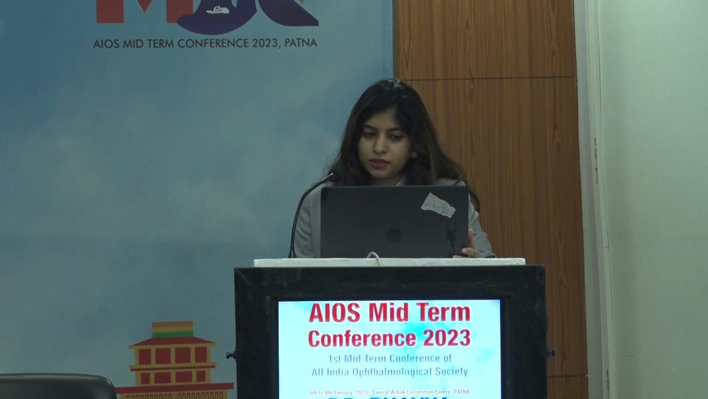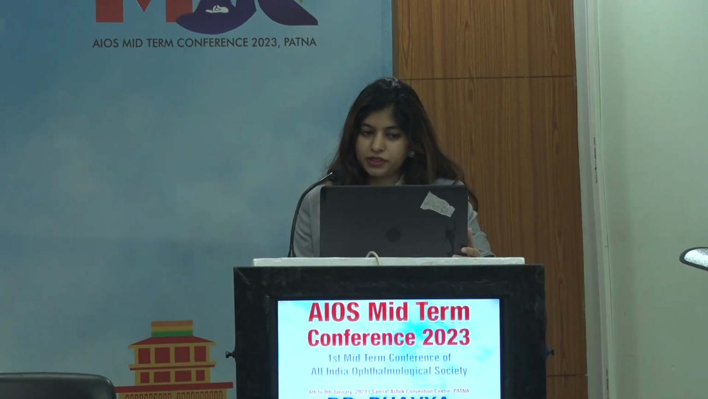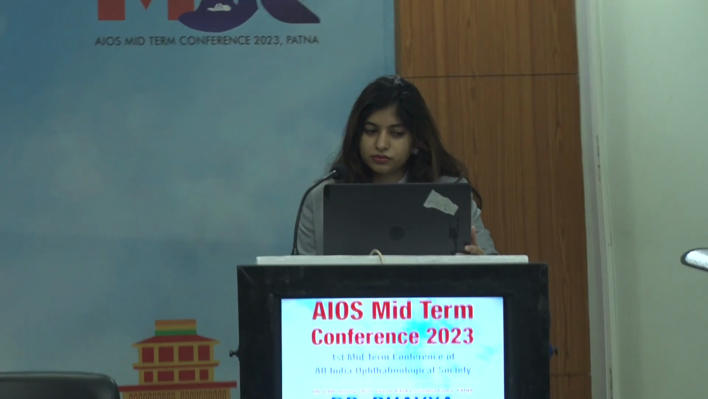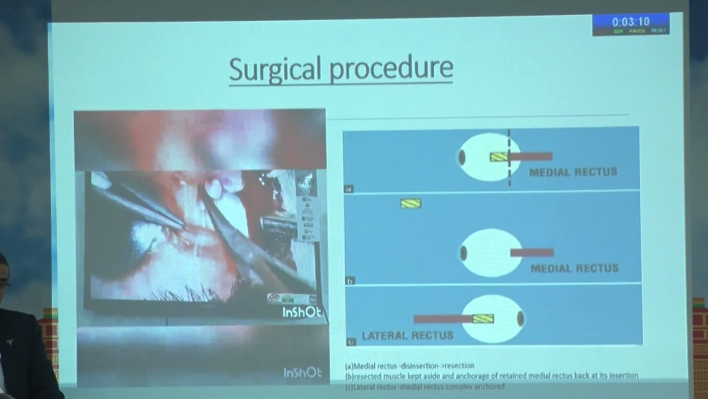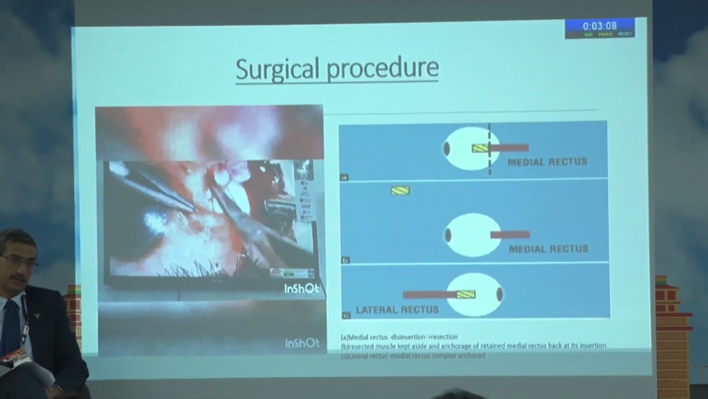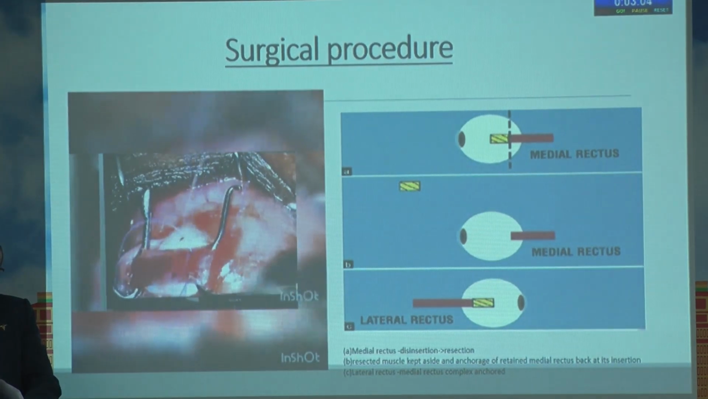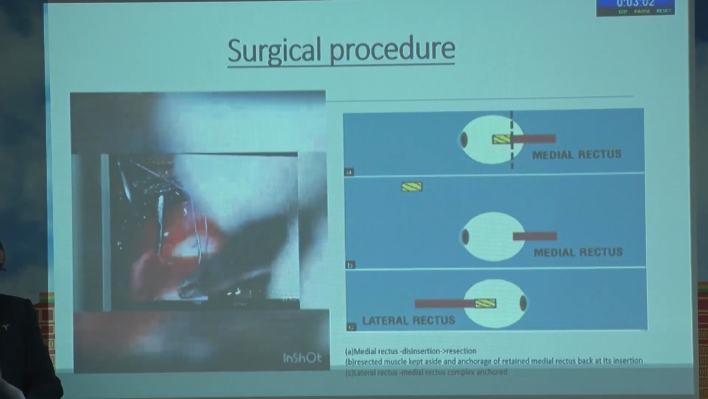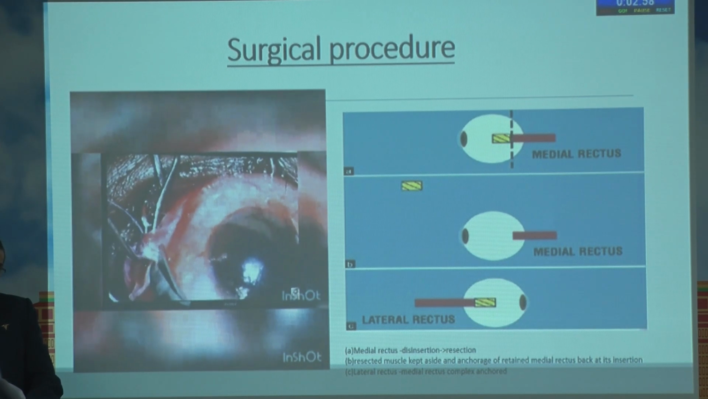We are using a 6-0 vicryl suture to stabilize the muscle, and then you are cutting the medial rectus. The stump which we get, the MR muscle, is kept aside in saline. Then we go to the LR side. We are using a 6-0 vicryl suture again, and you're cutting it at the insertion site.